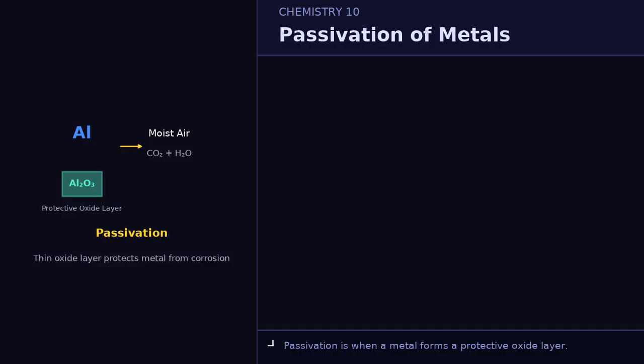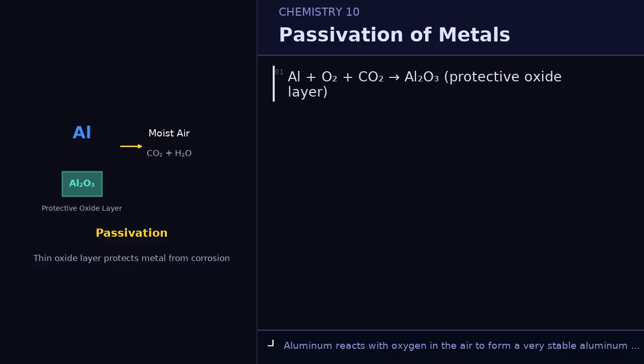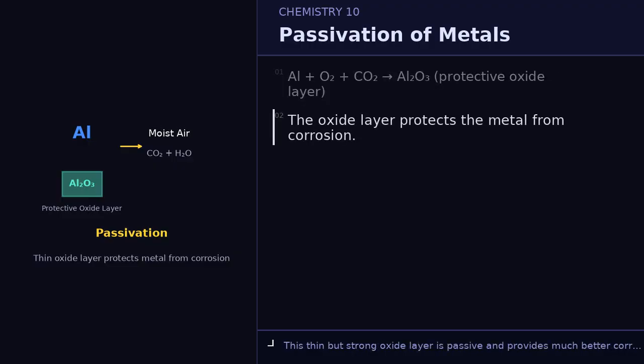Passivation is when a metal forms a protective oxide layer. Aluminum reacts with oxygen in the air to form a very stable aluminum oxide layer, protecting the metal inside. This thin but strong oxide layer is passive and provides much better corrosion resistance than bare metal.